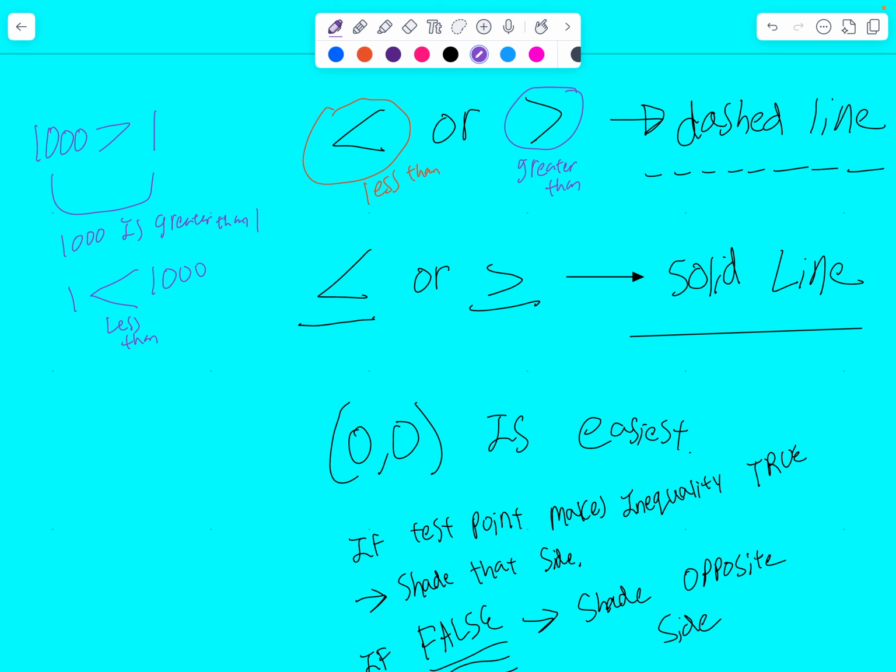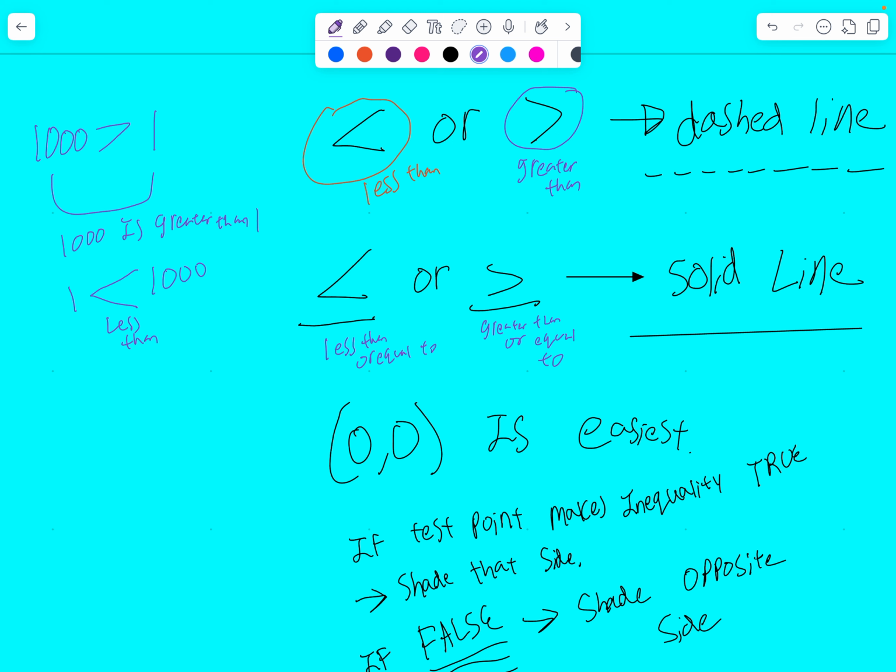When you see less than or greater than, that means that you're going to graph with a dashed line. And this means less than, with the bar underneath, it means less than or equal to, right? And this would mean greater than or equal to, all right?